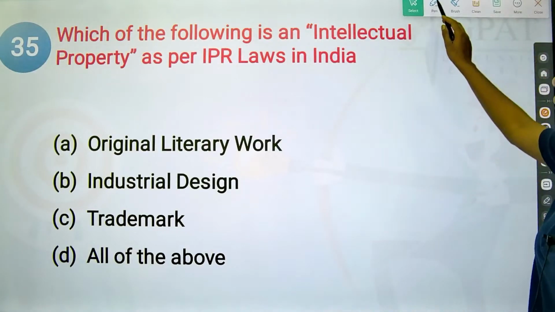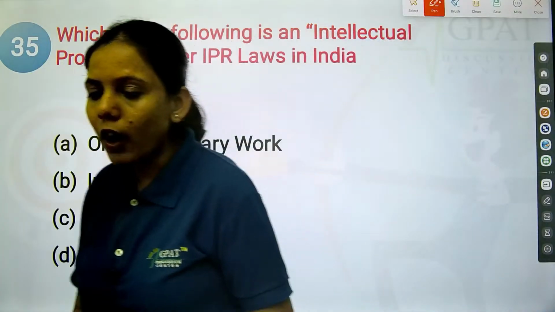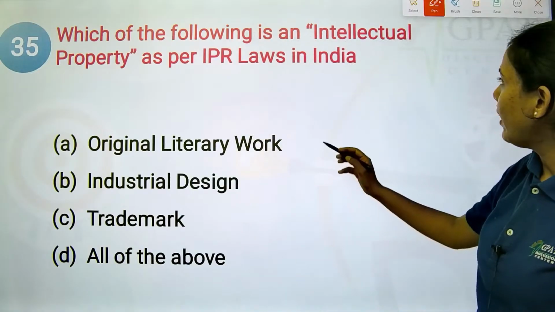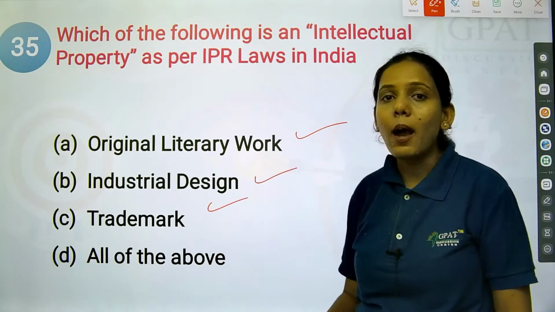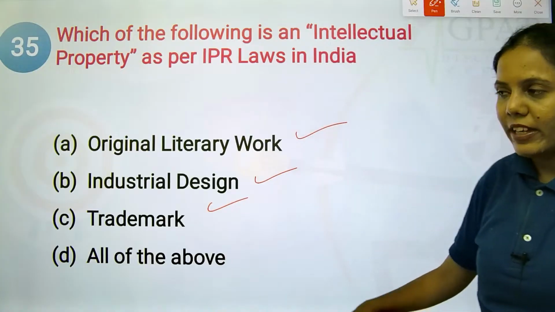Which of the following is an intellectual property as per intellectual property rights law in India? Intellectual means something which is coming from someone's mind. That is the creativity, right? So original literary work, yes, that is there. Industrial design, yes. Trademark, apart from that you have copyrights also, Design Act also. So all of the above is the right answer.